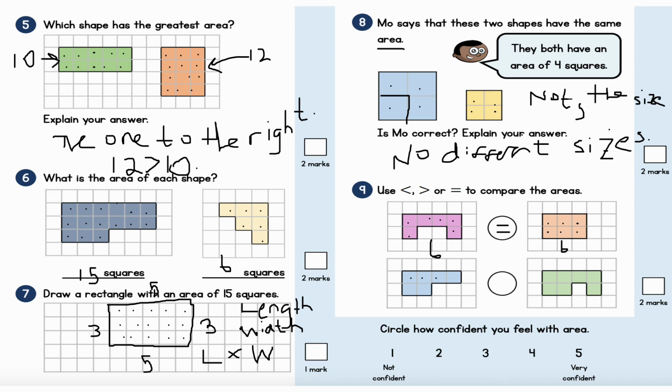Here, 1, 2, 3, 4, 5, 6. Here it's 1, 2, 3, 4, 5, 6, 7. So here 7 is greater than 6. So 7 is bigger than 6, or 6 is less than 7. The crocodile, remember, always eats, or the crocodile's face always eats the bigger number.